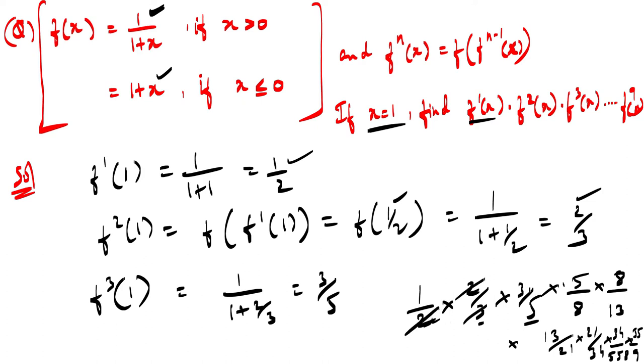89. So just cancel this: 5 and 5, 8 and 8, 13 and 13, 21 and 21, 34 and 34, 55 and 55, and we are left with the numerator 1 and denominator 89. So 1 by 89 is the answer.